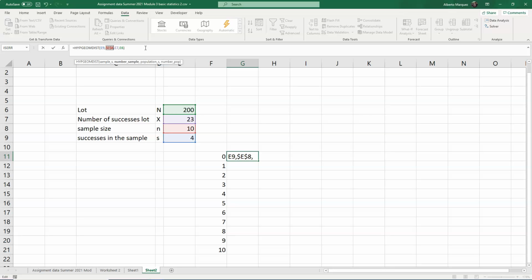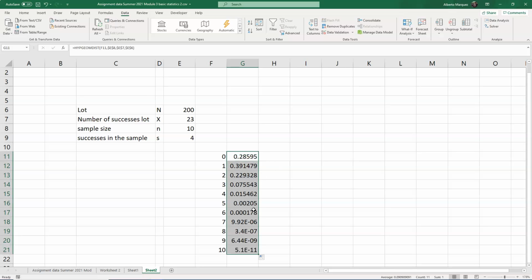All the others can remain fixed, so what I'm doing is making an absolute reference to the parameters: lot size, number of successes in the lot, and sample size. And for the sample successes, I'm just going to point to the number to the left, and then I can copy this formula, and that's it.